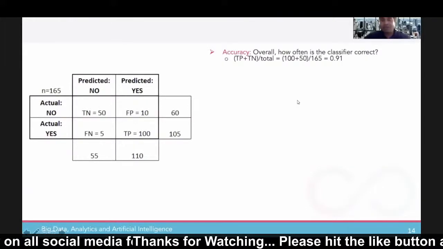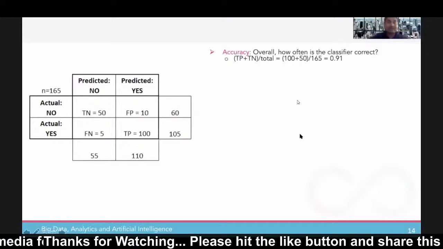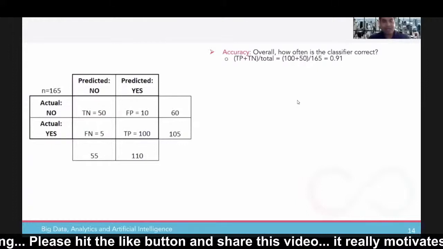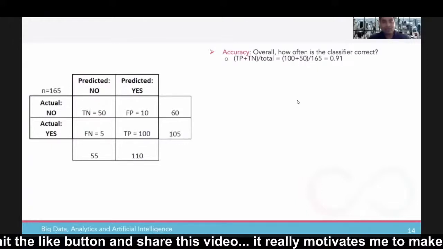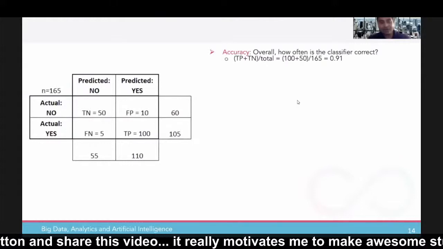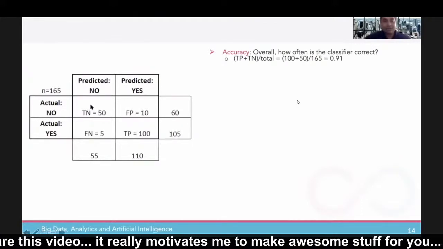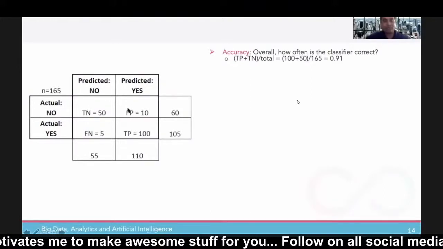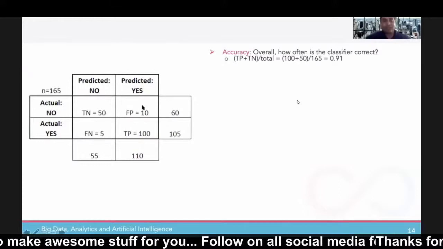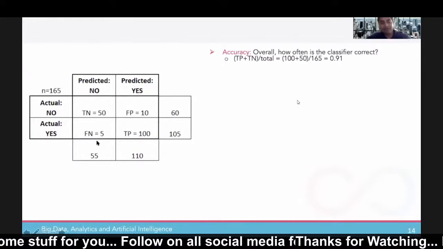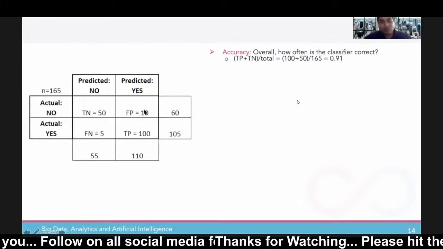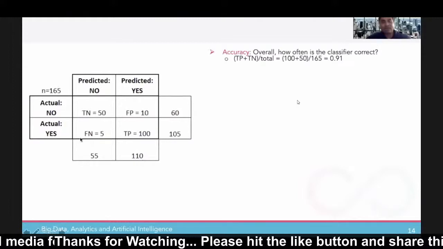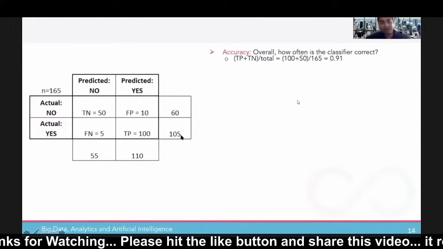Now let me go back to the example that has been laid out here. There are actual and predicted values: actual no, actual yes, predicted no, and predicted yes. The true positives are 100 and the true negatives are 50. Here we have false positives and false negatives: 10 false positives and 5 false negatives. So true negative plus false positive is 60, true negative plus false negative is 55, and false negative plus true positive is 105.